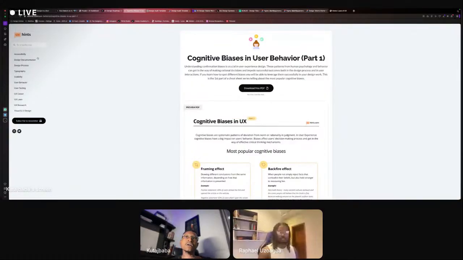There's a PDF, and there are also other things you can explore here. It's under UX hints: accessibility, design documentation, design process, typography. They also have UX laws here.